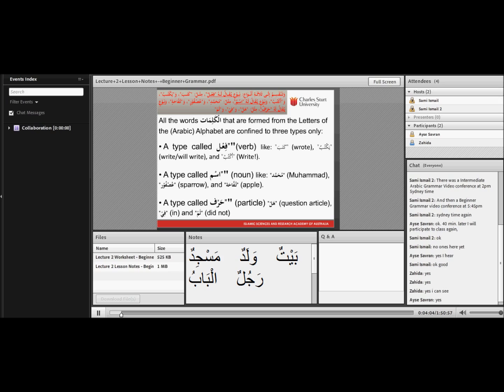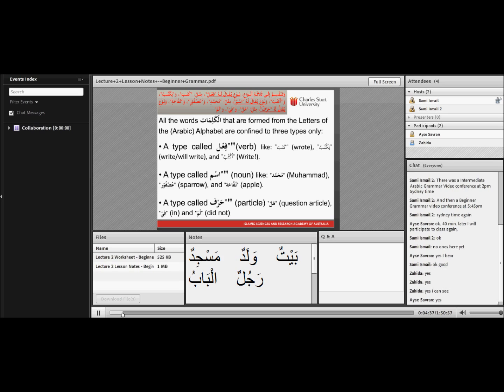The next type of category that words go into in the Arabic language is called the ism, or the noun, which we say in English. Like for example, a proper noun Muhammad, or Usfur, meaning sparrow, and Tuffaha, meaning apple. So these are all nouns. Just like in the English language, we have nouns, which generally means name and place of things. So that has a similar definition in the Arabic language.